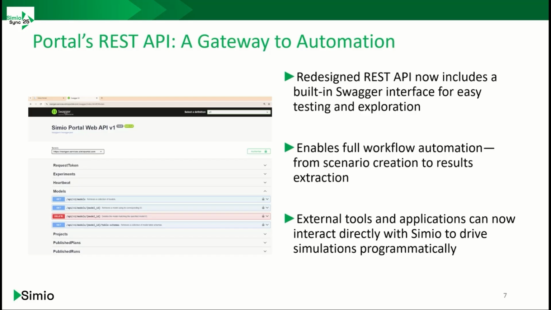The process is simple. First, log into Portal and grab your personal access token. Use that token to generate a bearer token. Then you'll be able to make authenticated API calls across models, run simulations, retrieve results, and more. You'll see on the left-hand side of the Swagger UI calls to get models, start runs, pull experiments, etc. These are the building blocks of full automation.